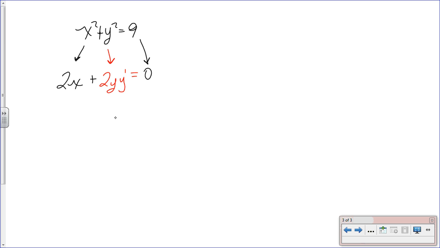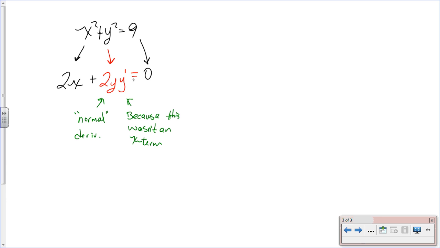All right, so this 2y right here is your normal derivative, so to speak. That's your normal derivative. And then your y prime here, you had to add it on because this y wasn't an x term.